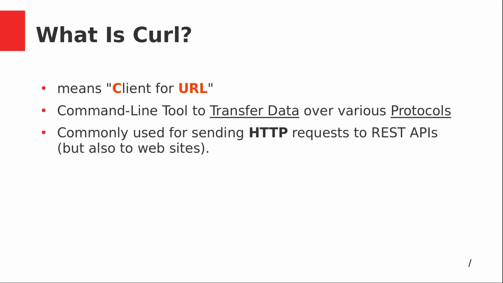So what is curl? It just means client for URL. It's a command line tool used to transfer data over various protocols, and you'll specify a URL, which is the endpoint you're communicating with, and it's commonly used for sending HTTP requests to REST APIs, but also to websites.